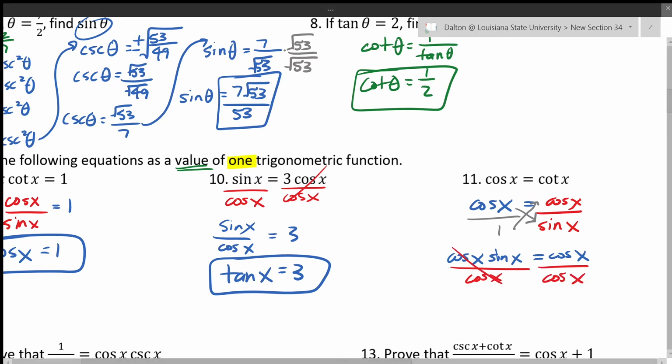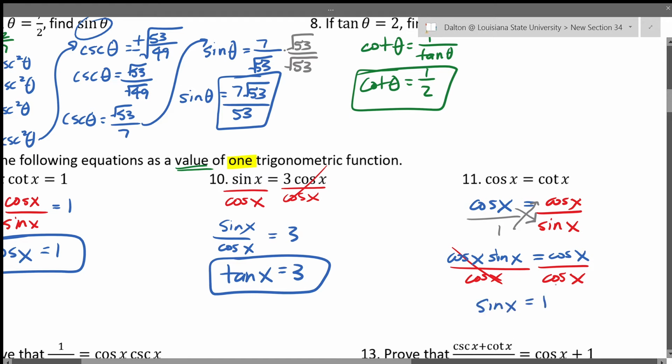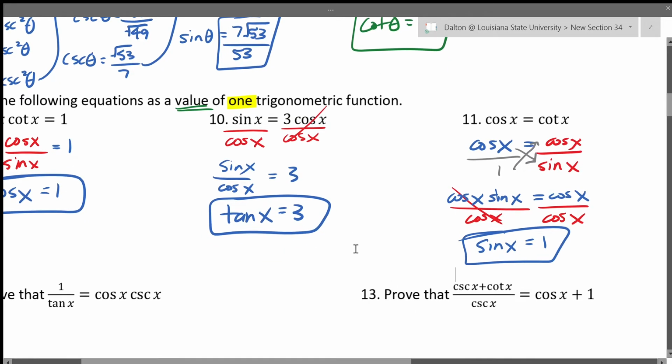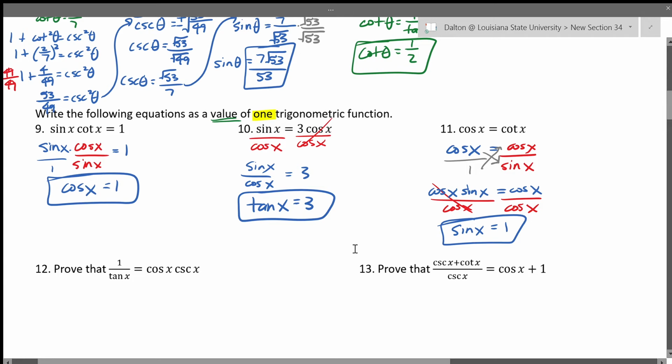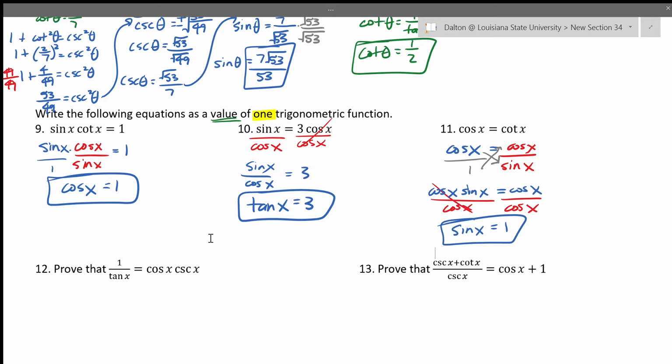And then that leaves me on the left side with the sine of x equals cosine x divided by cosine x, which is 1. There may be other answers to these, 9, 10, and 11. These are 3 of the more obvious ones. Depending on how you changed your trig functions, it's a possibility that you found another trig function equal to one trig value.